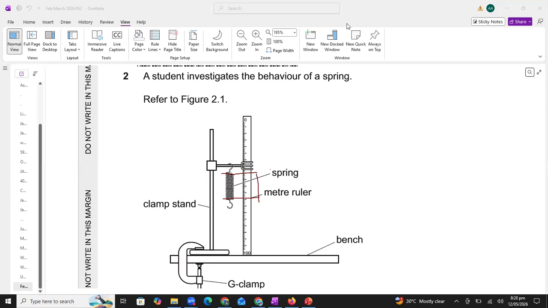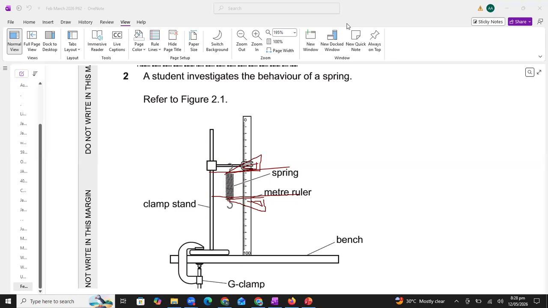So what we will do, we will use the set of squares to record the accurate reading. I will place one set of square at the first edge of the meter rule, and I will place the second set of square at the second edge of the meter rule. And I can measure the exact reading by subtracting the initial reading from the final reading. So basically, with this set of square, we will get the accurate reading.